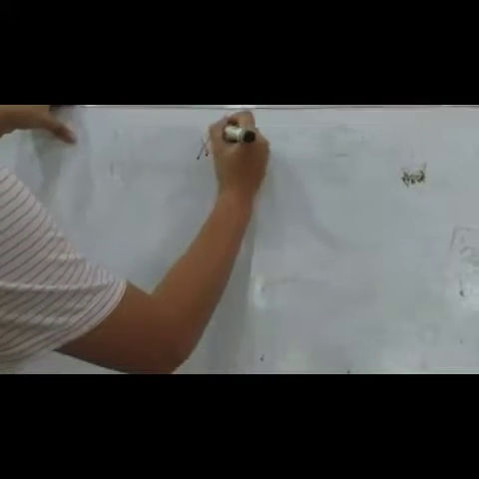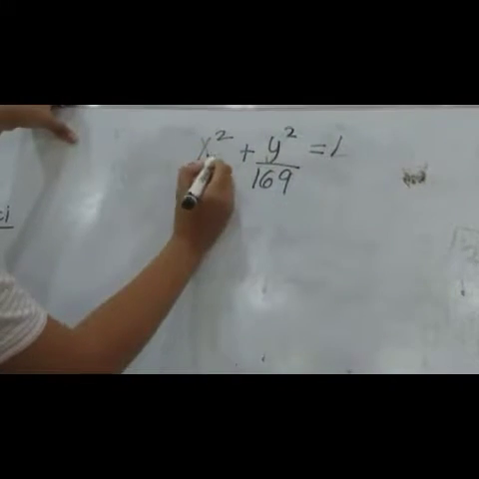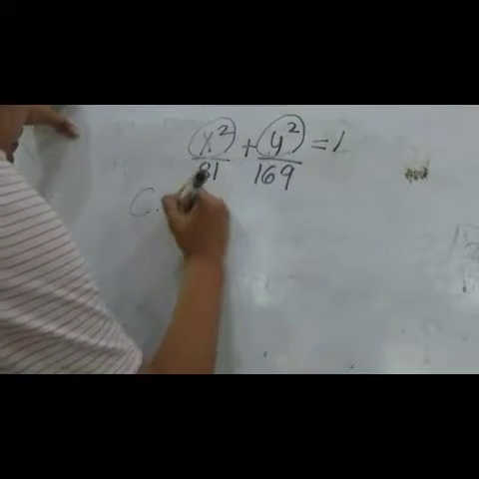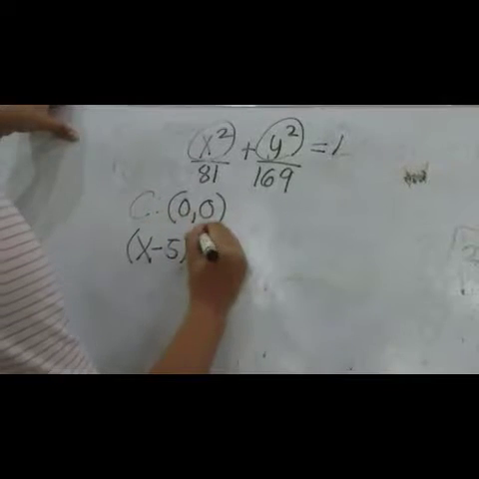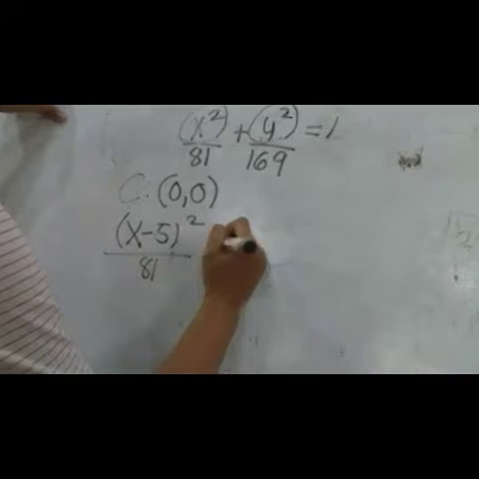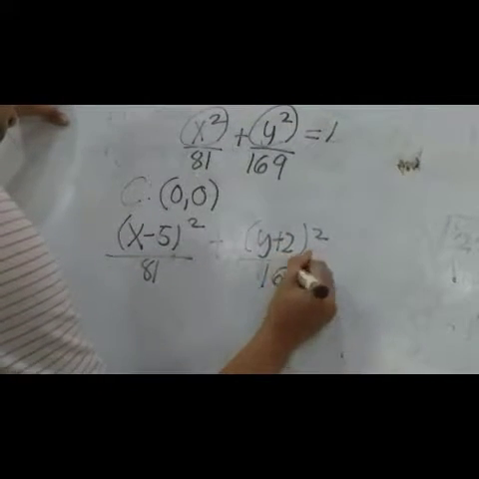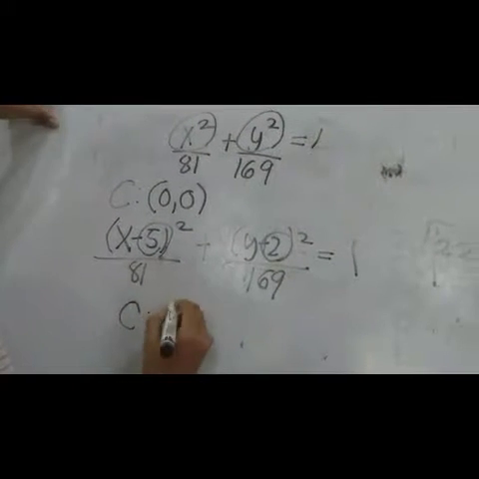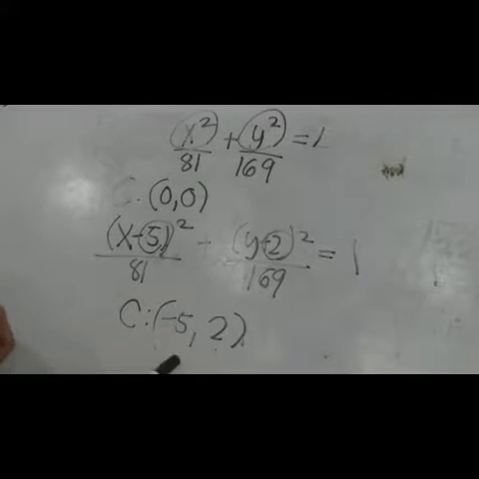Okay, so the next thing we need to find is the center. We can identify this by, suppose we have this example again. We can find the center here. Since it has no value, our center is 0 and 0. So if our equation has x minus 5, we have this equation, so our center is negative 5 and 2. So this is how we're going to find the center.